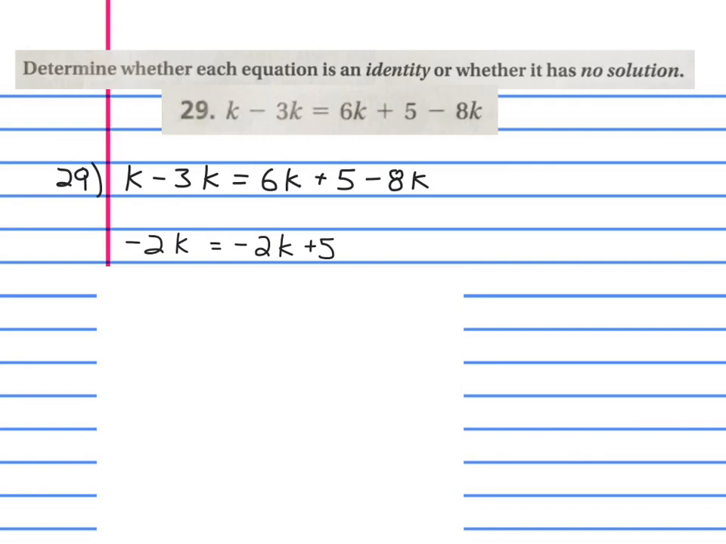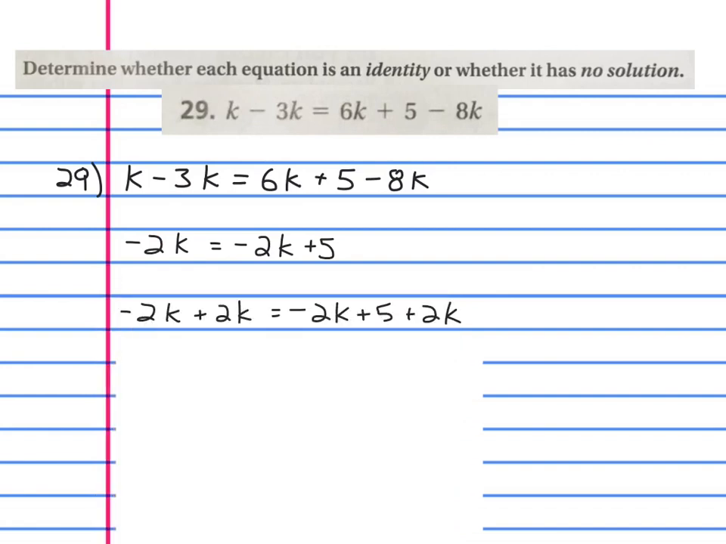And what I'm going to ask you to do, just to be sure you know what you're looking at, always continue on by saying, let's undo the variable, right? If it says negative 2k, let's undo that with a plus 2k on both sides. So we say negative 2k plus 2k equals negative 2k plus 5 plus 2k.